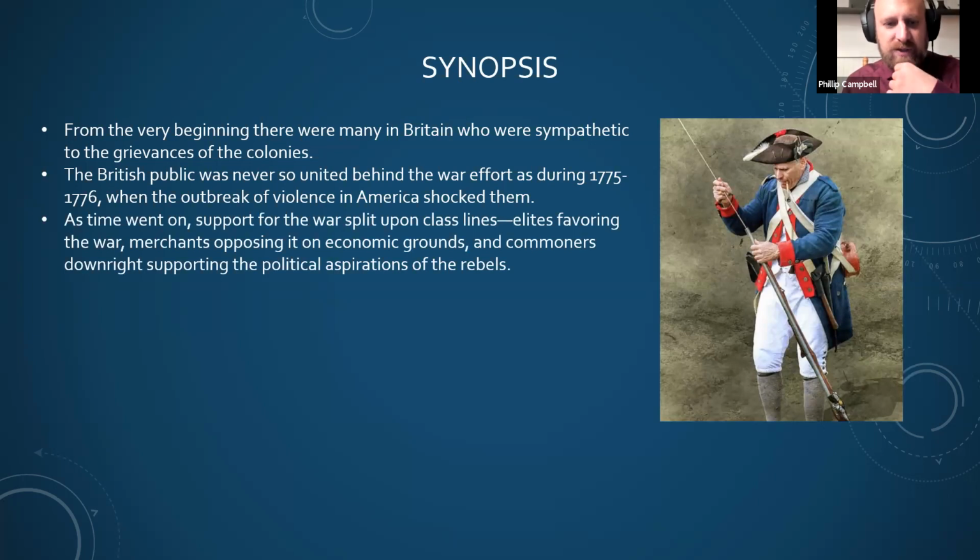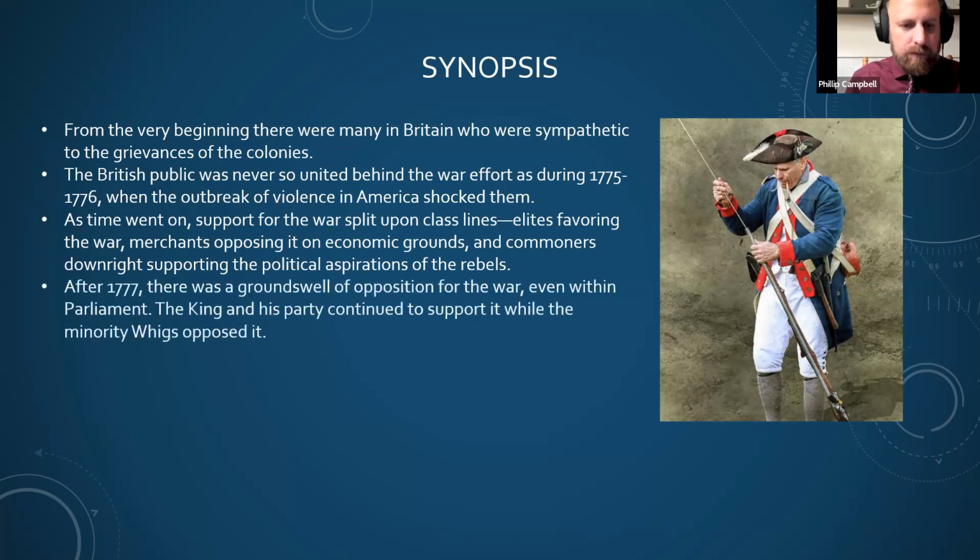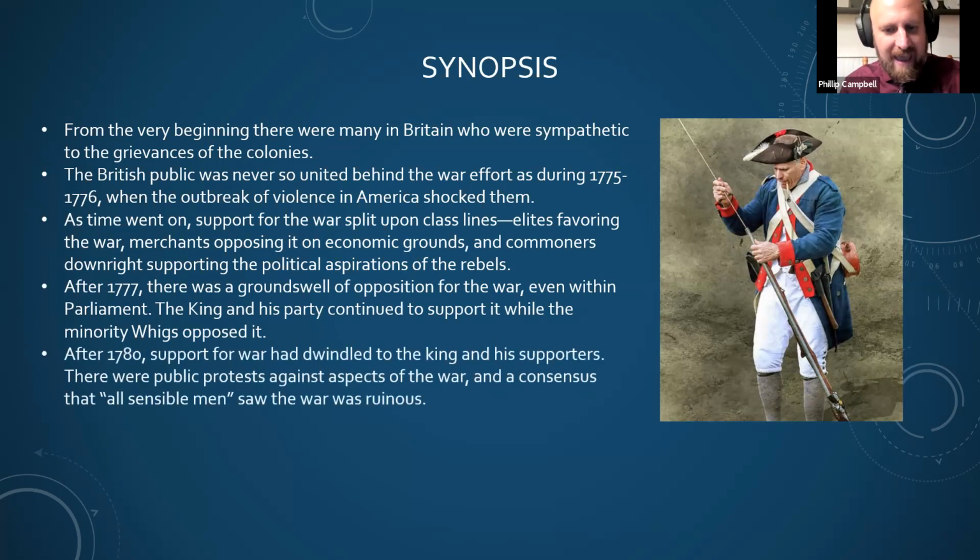As time went on, support for the war split along class lines, the elites favoring the war, the merchants opposing it on economic grounds, and the commoners downright supporting the political ideas of the rebels. After 1777 and the Battle of Saratoga, there was a groundswell of opposition to the war, even within Parliament. The king and his party continued to support it while the Whigs opposed it. After 1780, support for the war dwindled down to just the king and his supporters.